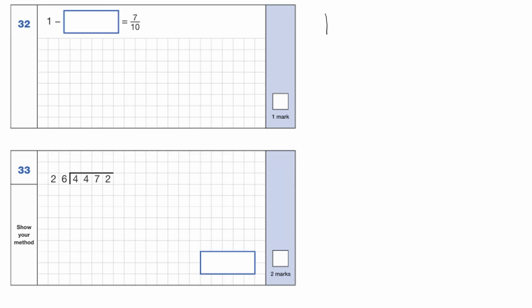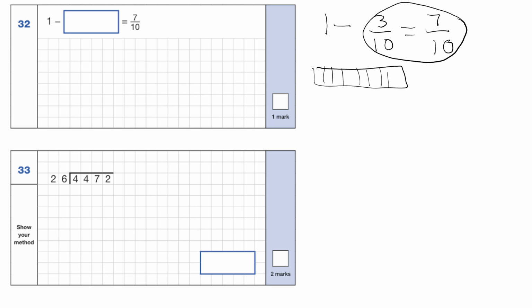This question is extremely easy. 1 take away something will give me 7/10. That's one whole. Imagine you've got 10 parts in your whole. So you've got 10 parts. What are you going to take away to get 7/10? What's the missing part? 3/10, right? If you take away 3/10, you're going to end up with 7/10. So these two will make the whole.